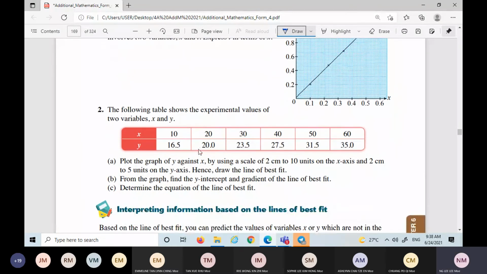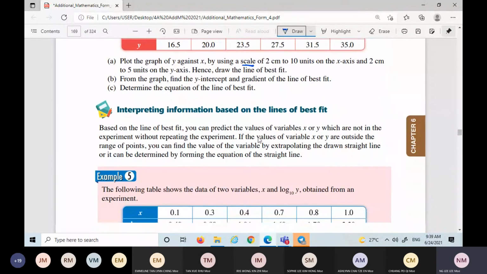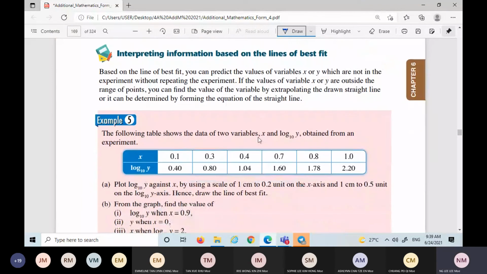Then look at number 2. Number 2 again, you need to draw a graph. So far you have got 3 graphs to draw already. This one, the scale is given, so you have to follow the scale given. You can go some more. This one, interpret information based on the lines of best fit. This one, same thing. Go through this paragraph.